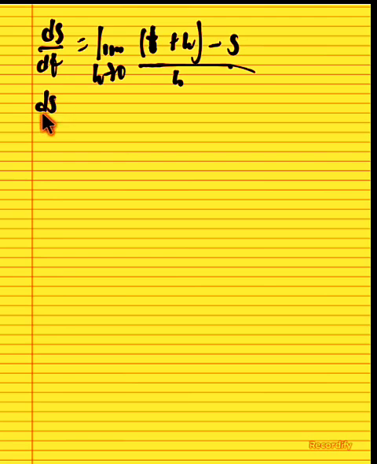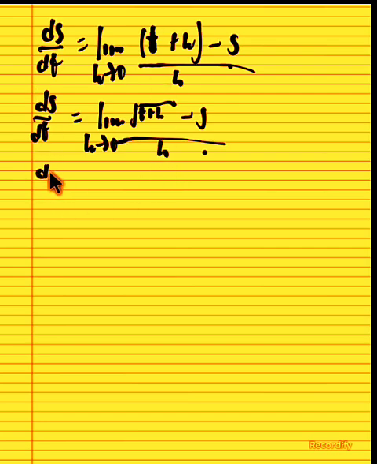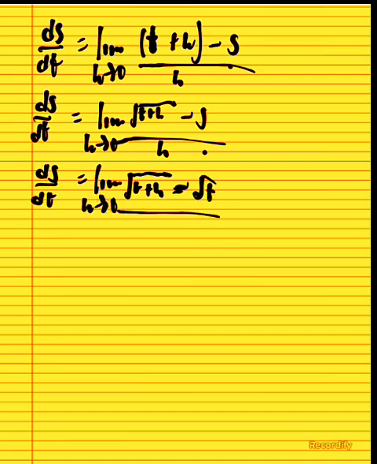So this implies that we have ds/dt equals the limit as h approaches 0 of the root of t plus h minus s, all divided by h. So now we have ds/dt equals the limit as h approaches 0 of the root of t plus h. Instead of negative s, I'll be having minus, because our s is equal to the root of t. So I'm having minus root of t all divided by h again.